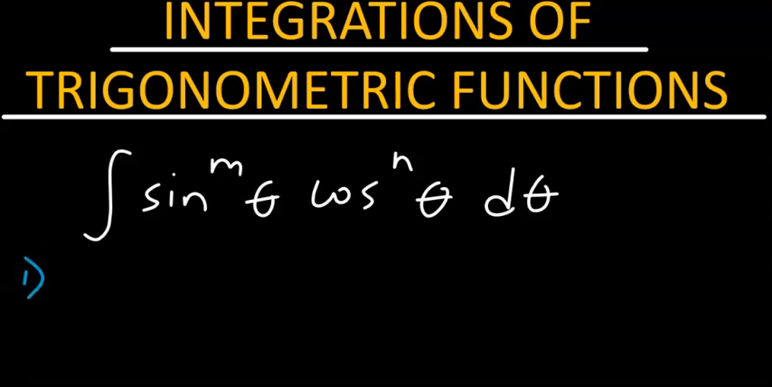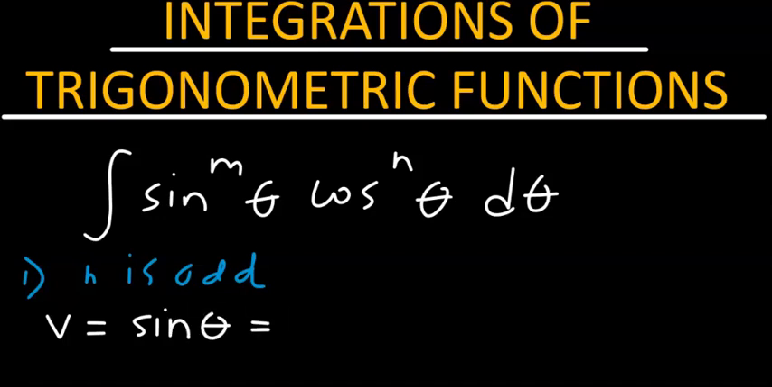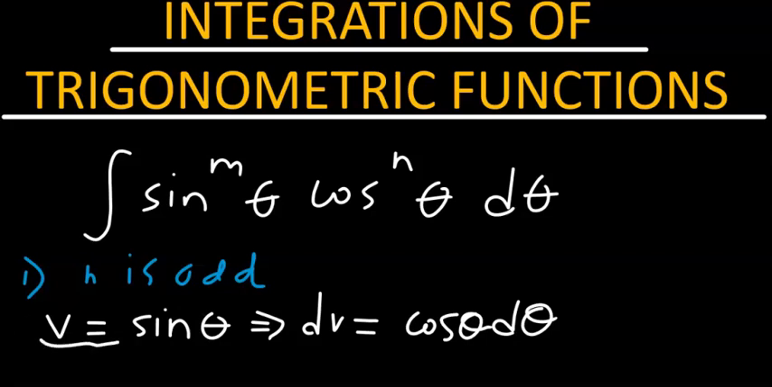So, number one, if n, which is the power of cosine, is odd, so it's an odd number, then the following substitution would work. We shall substitute, say, v to be sine theta, which implies dv to be cosine theta d theta. This also implies that cosine squared theta is 1 minus v squared, directly from trigonometric identity.